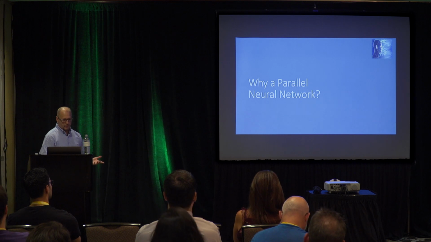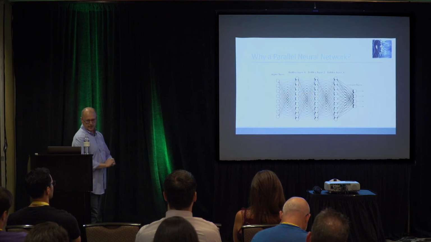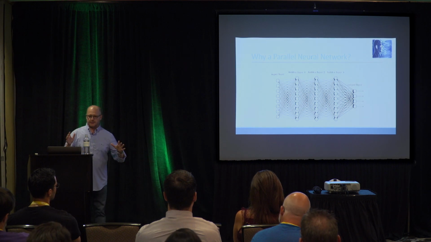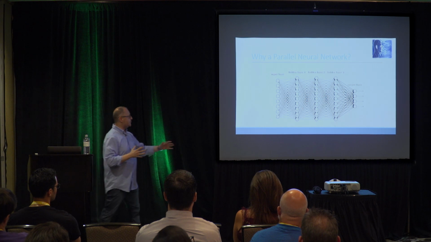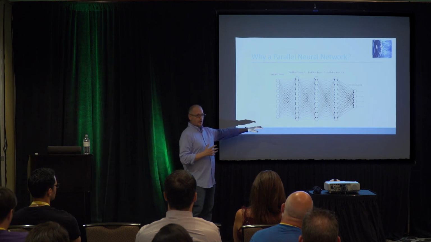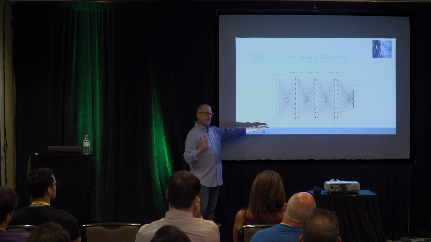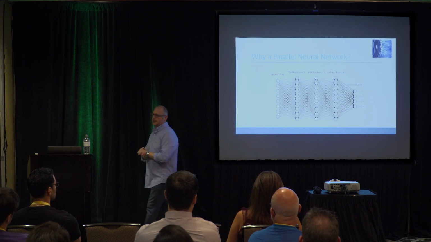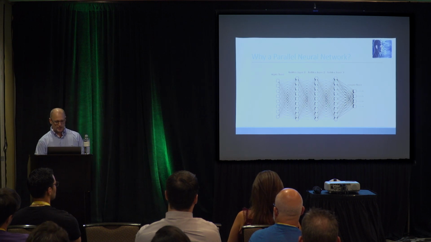So why parallel neural network? Because as we discussed here, neural network can be a massive interconnected series of neurons, right? In this case, we have 500 connections. But if you add another neuron, you're going to add 19 other connections in this case, right? So really can increase the number of connections. It can be a quite large number of connections.